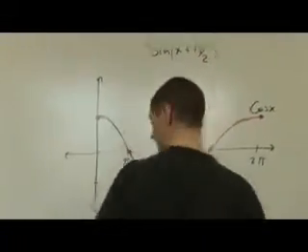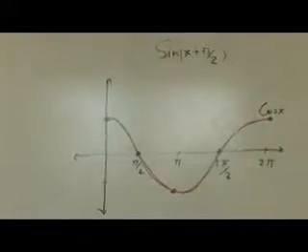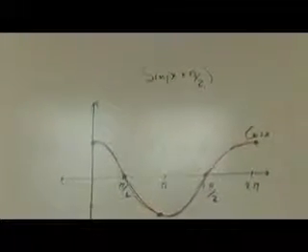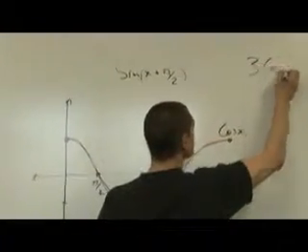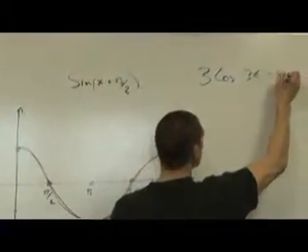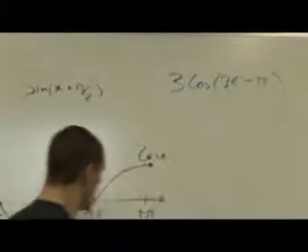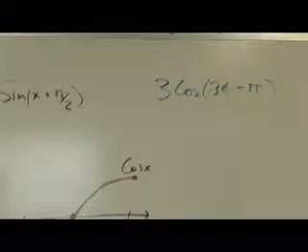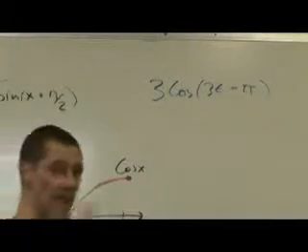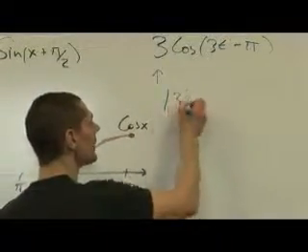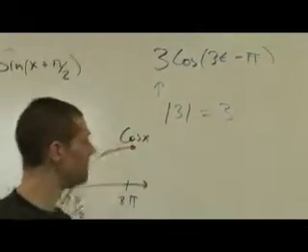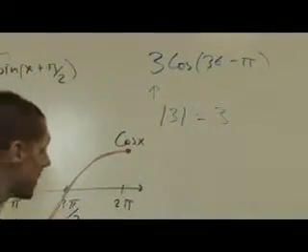Maybe we should take a look at a sample problem. Oh, what's a good one? 3 cosine 3t minus pi. A question that you're going to be asked undoubtedly on the test will be, what is the amplitude? This is our A. The amplitude is the absolute value of 3. This is just 3.